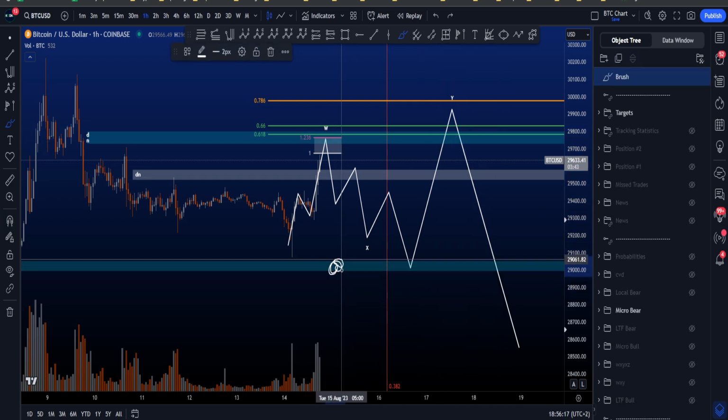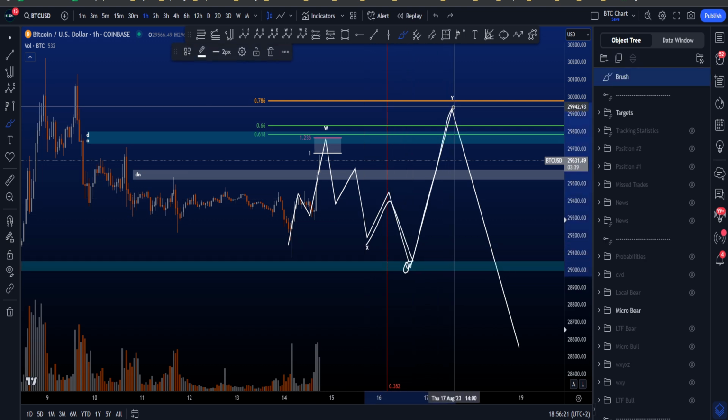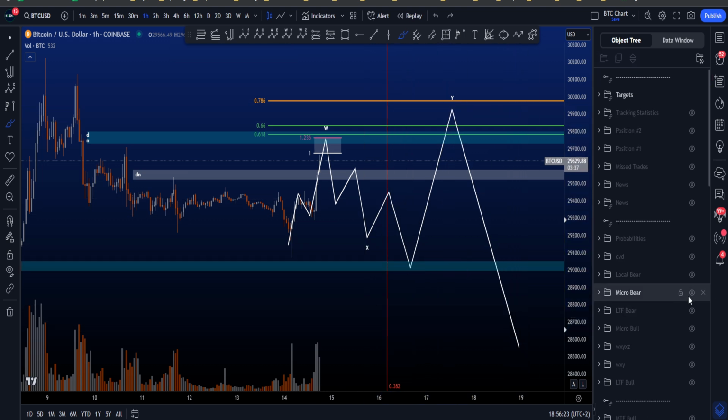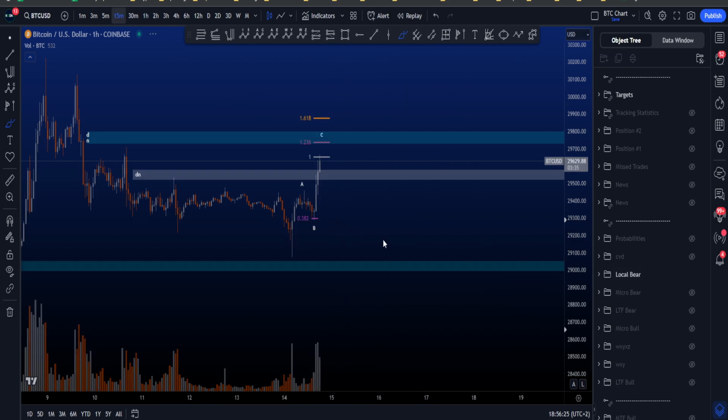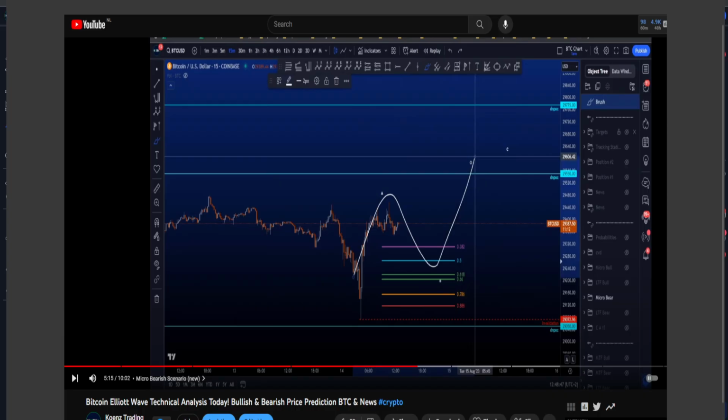This support is very unlikely to hold. So you go up, down, take the support, move up once again, and then down. I think that scenario is very interesting indeed. And if we then look more locally, this is exactly what we have been looking for since the previous video.